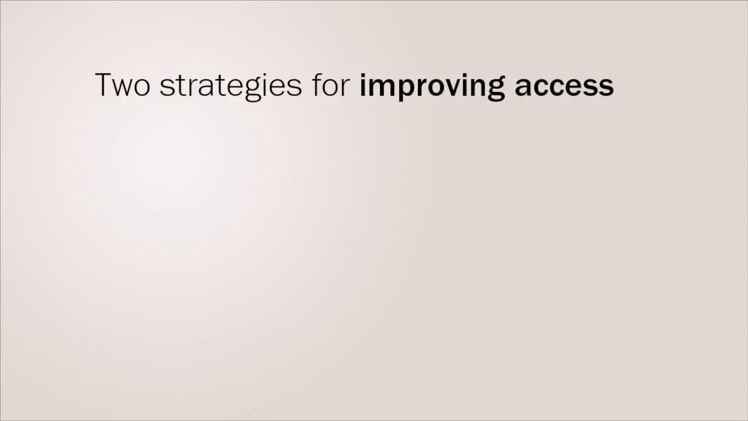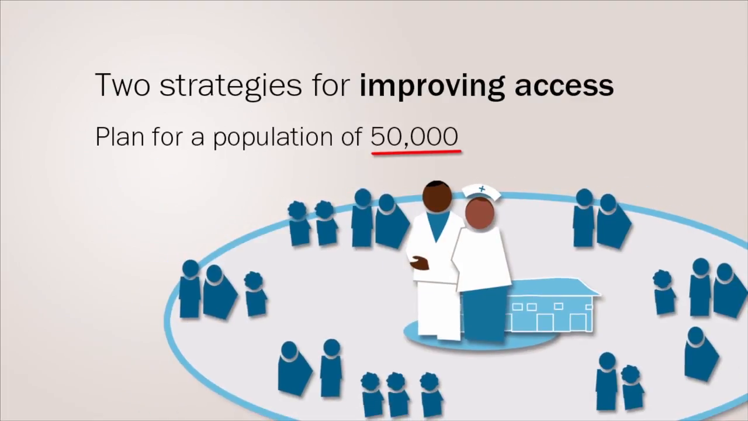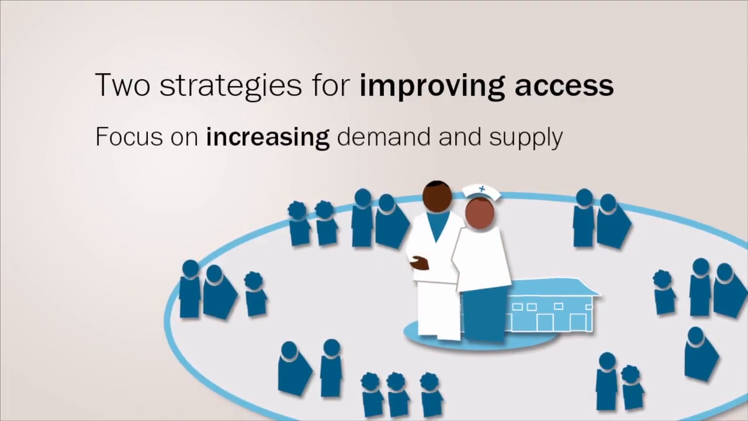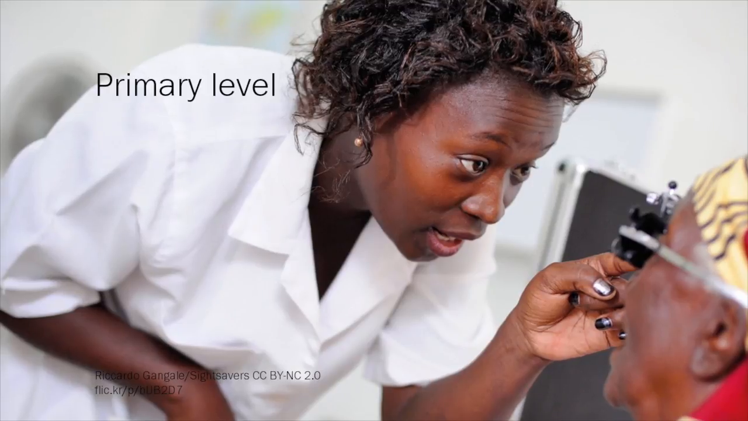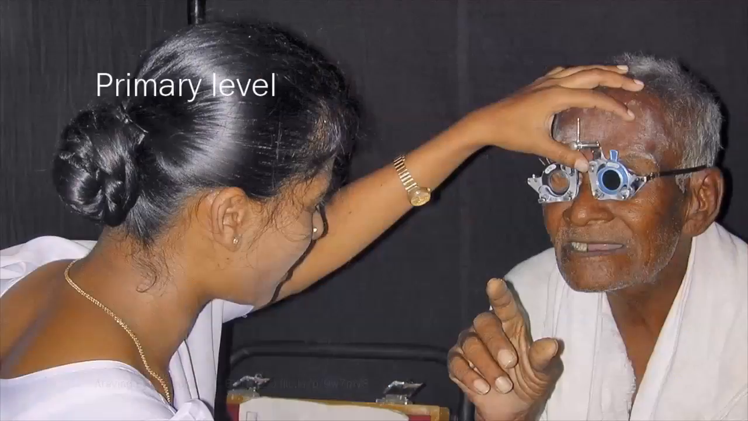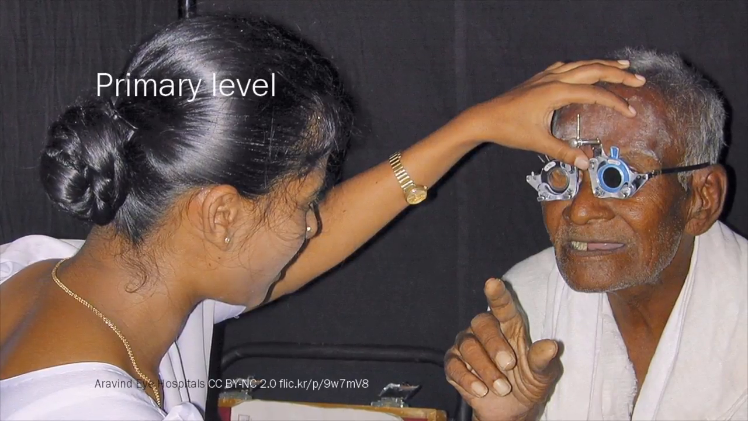There are two strategies for improving access to comprehensive community-based eye care: static and outreach. Ideally, services are planned for a population of 50,000, and they focus on increasing demand and supply. At a primary level, ophthalmic assistants or nurses can be trained to perform eye examinations and refraction. To minimise referrals, they can also be trained to dispense spectacles directly.